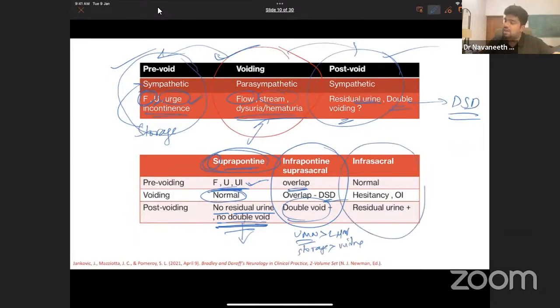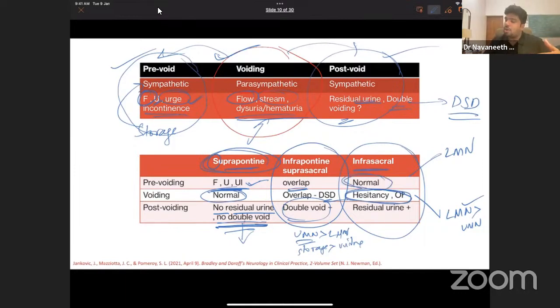In the infrasacral, you can have two problems. One, you can have a pure LMN issue, or some amount of UMN issue along a background of predominant LMN issue. So now infrasacral is basically the small peripheral pelvic nerves, hypogastric nerves that come out from the sacral spinal cord and affect these peripheral nerves. So here the voiding phase will be problematic. They will have hesitancy and overflow incontinence. What is hesitancy? I'll explain to you now.